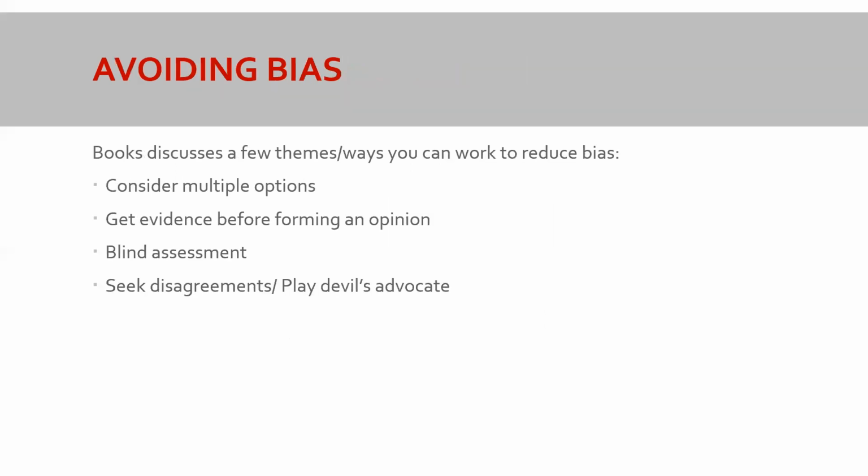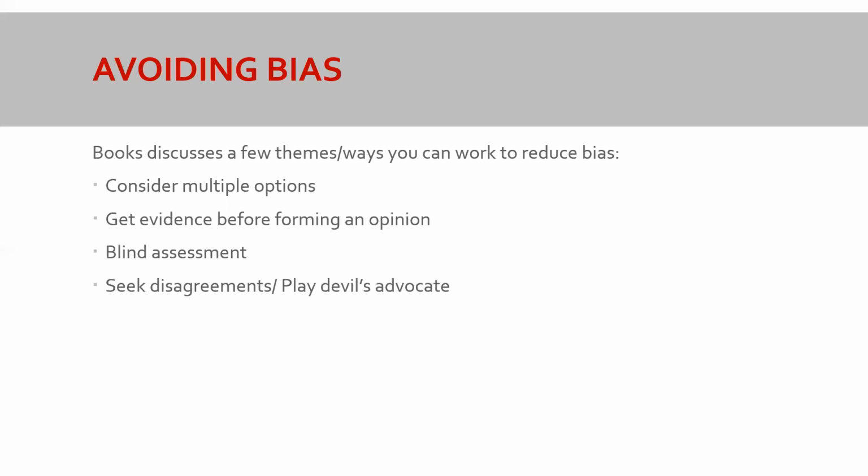So the book then talks about considering how we can work to avoid bias. This is, again, work that we need to do in an ongoing manner. The book discusses a few different ways that we can reduce bias, and some of them overlap one another quite a bit. So this slide will provide a summary of a few of the methods to reduce bias.